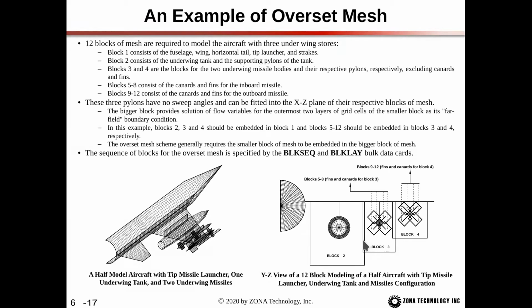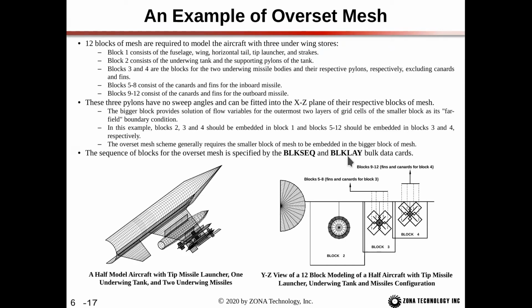Now furthermore, usually ZEUS can just figure out on its own which blocks are embedded in other blocks as long as you order them correctly. So the main block would be block number 1, and then blocks 2, 3, and 4 are the next level of blocks, and then we have 5 through 8 and 9 through 12. But in this instance, additionally, you want to make use of the block layer card.